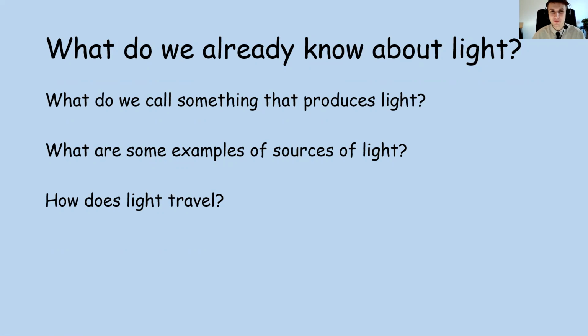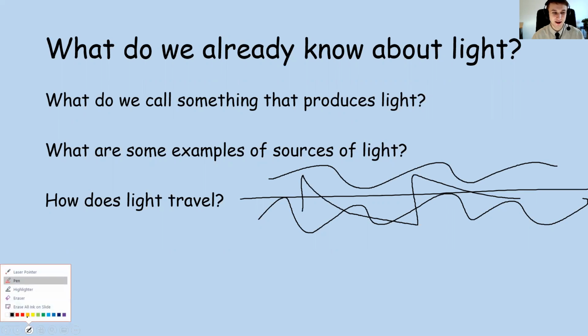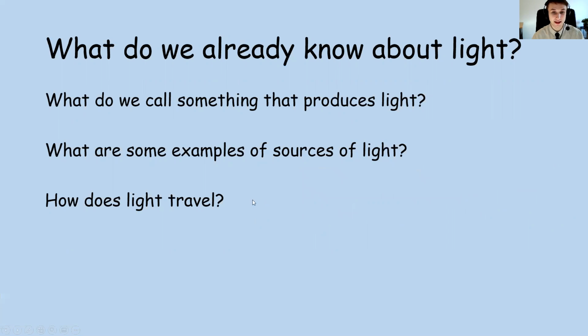And how does light travel? You might remember that light travels in straight lines, not in ziggy lines or wavy lines or bendy lines. Light travels in straight lines. However, we know that light sources produce lots of light beams, lots of rays of light that all shoot off in different directions. So even though it travels in a straight line, it can light up a big area because it produces so many light beams.